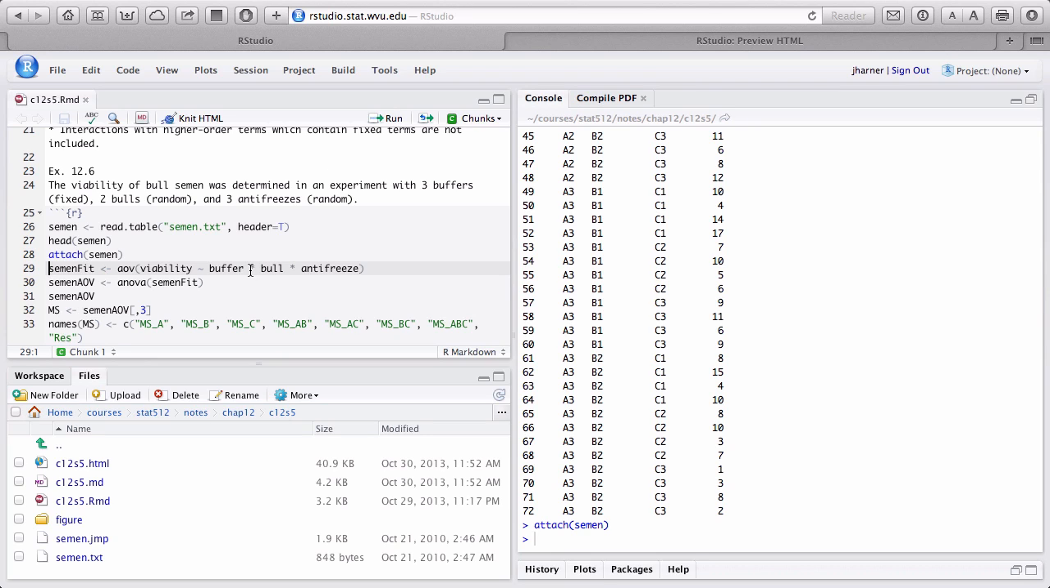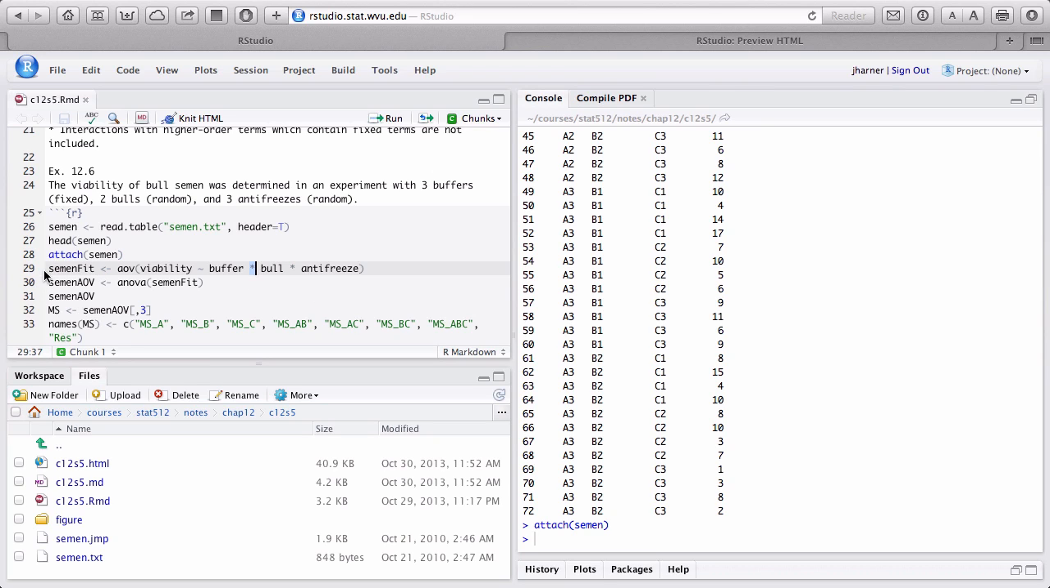Oh, by the way, this asterisk sign. If I put a plus there, it would only fit the main effects. If I say buffer plus bull plus antifreeze, it would only fit the main effects. By putting an asterisk, it expands it out to a factorial. It's a shorthand way of doing it, so you don't have to say buffer plus bull plus buffer colon bull plus antifreeze plus buffer colon and so forth. In other words, you could write it out if you want, but if you're writing a complete factorial, then this is quicker.